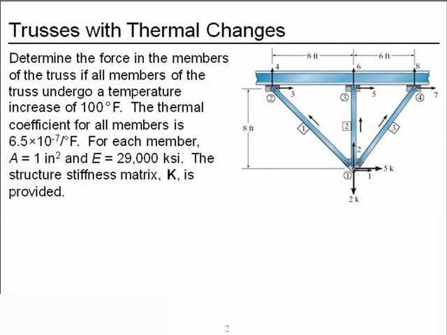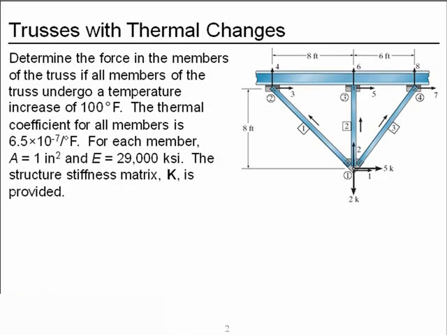And here's our truss. It is indeterminate with 3 members, 3 supported or constrained nodes, and 1 unconstrained node. We're going to determine the force in all of the members of the truss, and all of the members undergo a temperature increase of 100 degrees Fahrenheit.